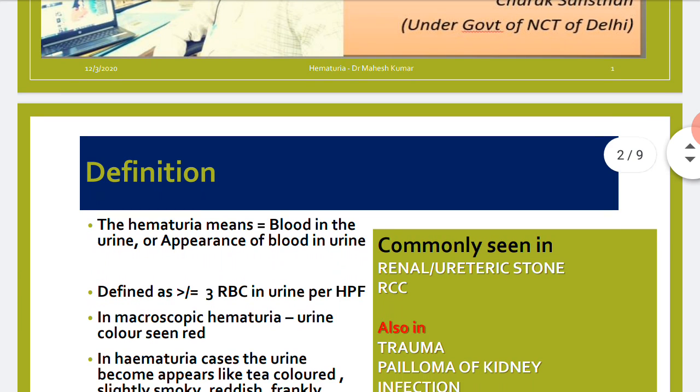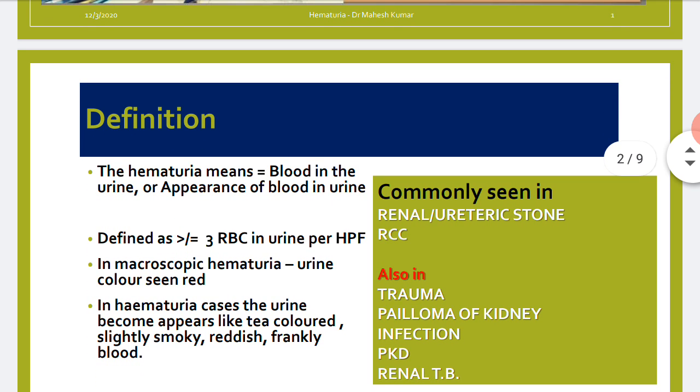Before going to detail, you know that the term hematuria is made up of two words, hemat and uria, which means the blood in the urine or appearance of blood in urine. In macroscopic hematuria, urine color is seen red, while in microscopic hematuria, the RBC count in urine is more than or equal to 3 per HPF.